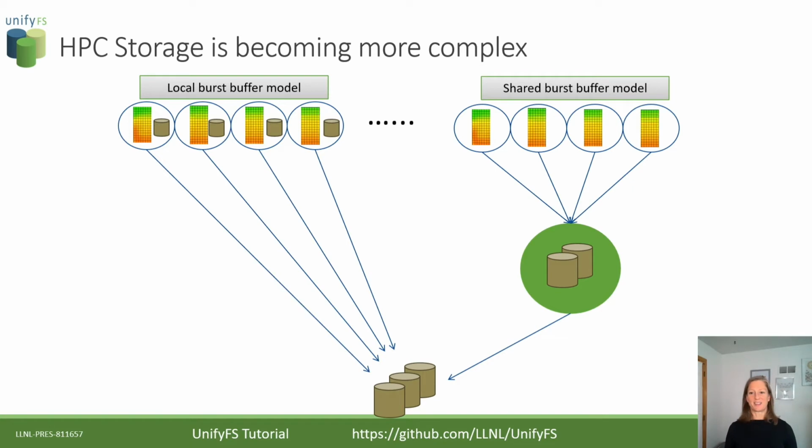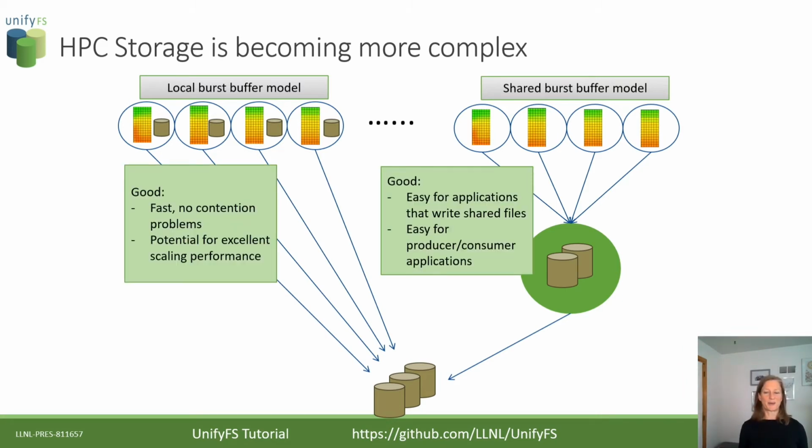The other model is called a shared burst buffer model, and here storage devices are external to the compute nodes and they are shared by a group of nodes. And these could be dynamically allocated to a group of compute nodes or possibly statically allocated. We see the shared burst buffer model on Cray DataWarp systems in particular, like Cori at NERSC or Trinity at Los Alamos.